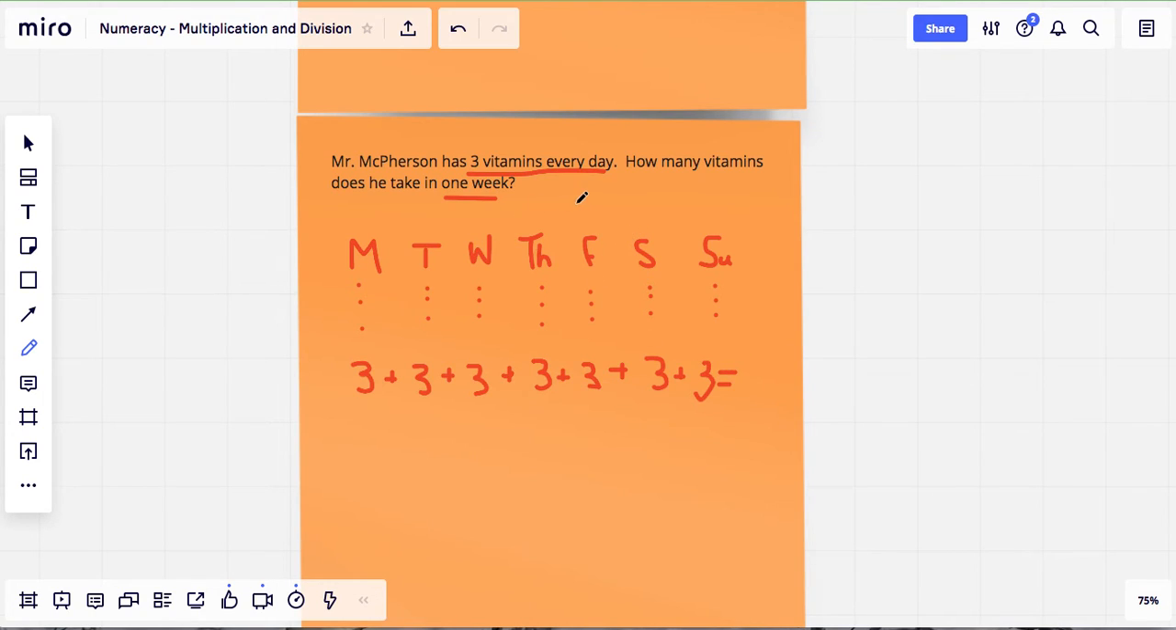But we know with multiplication, it is repeated addition. So how many times do I repeat that 3? How many times? 1, 2, 3, 4, 5, 6, 7, because there's 7 days in 1 week. So I'm really taking the number 3 and I'm adding it to itself 7 times, or 3 times 7. And when I add those values up, it's going to be 21.